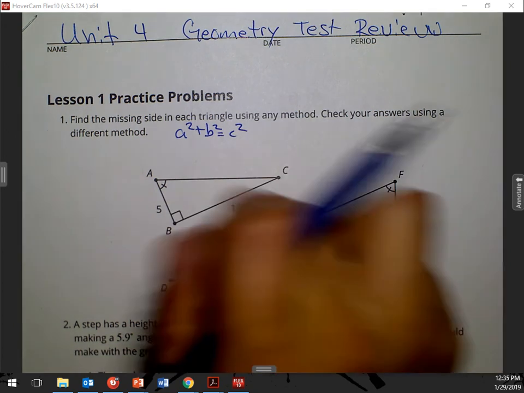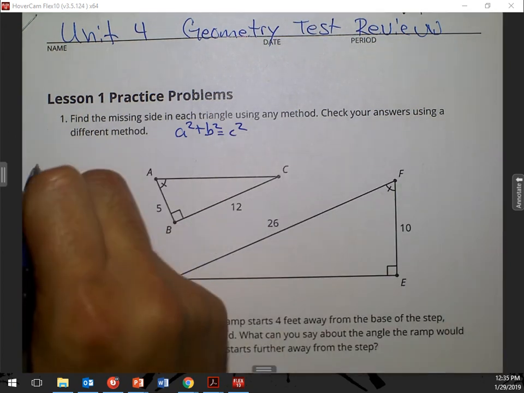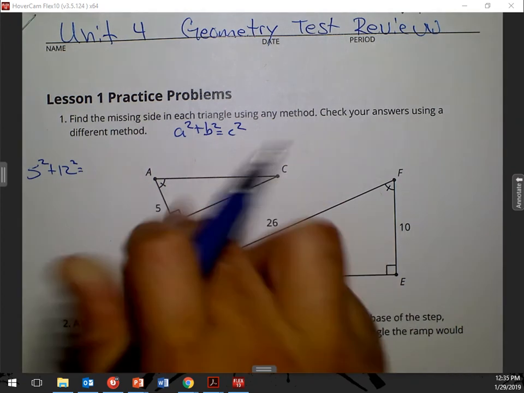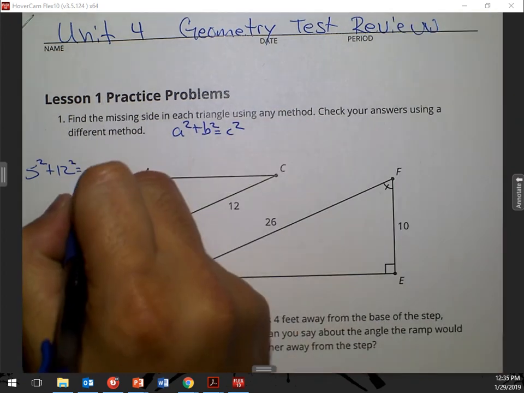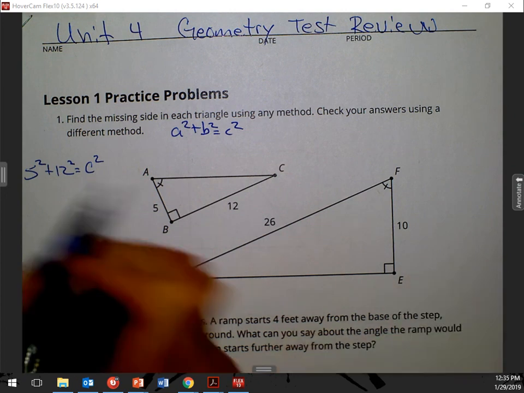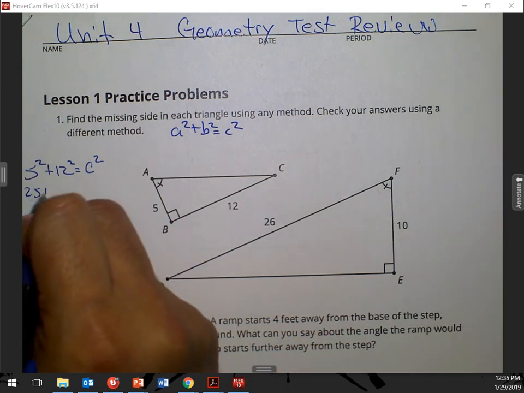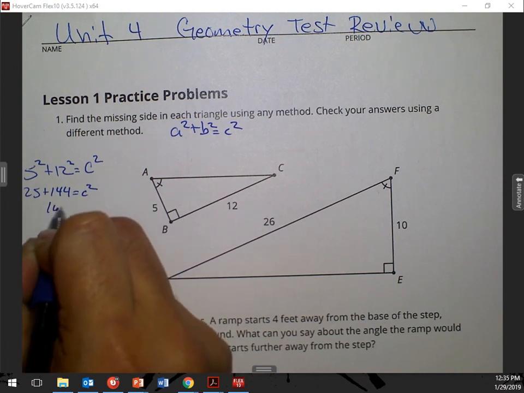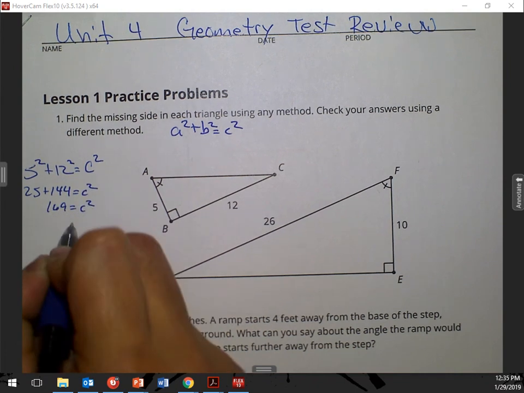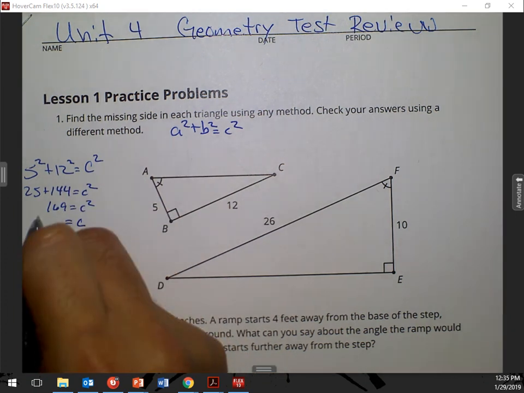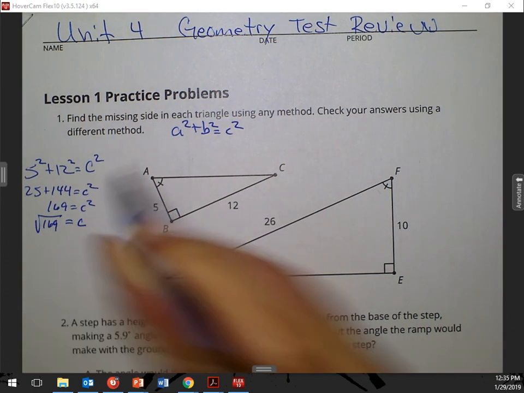So I'm going to go through and set this up now. So it should be 5 squared plus 12 squared equals whatever my AC is. I'm going to use that as my C squared. And I get 25 plus 144 equals C squared. 169 is equal to C squared. And then to undo the square, I square root. So C equals the square root of 169.